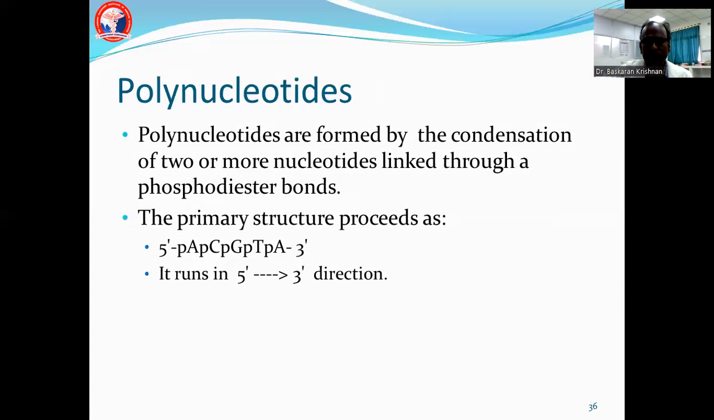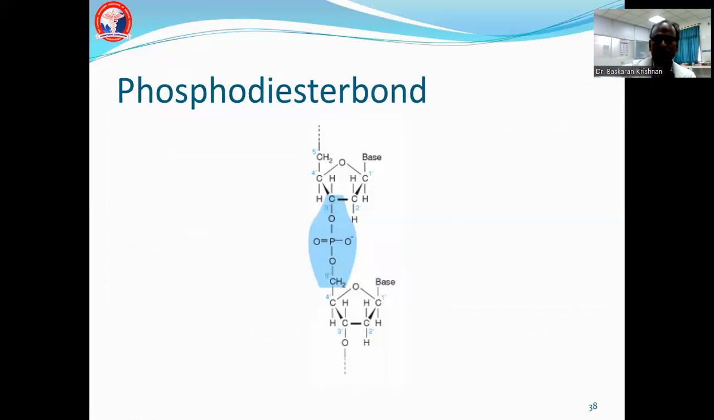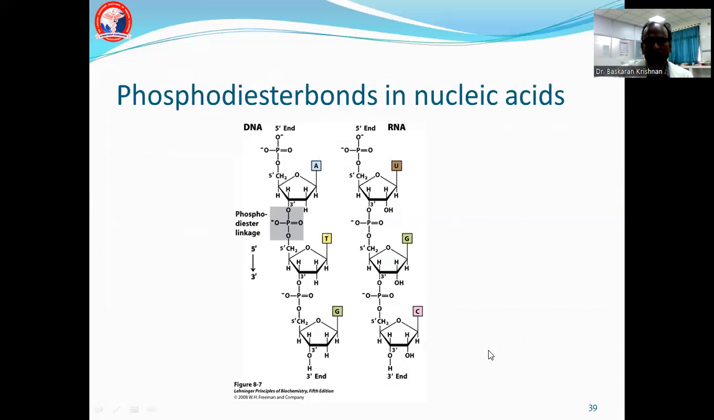The next one will show the actual thing. These can be represented as A, C, G, T, that is 5' to 3'. There's a phosphodiester bond between these. This one is a phosphodiester bond. And this actually shows the phosphodiester bonds in DNA and RNA.